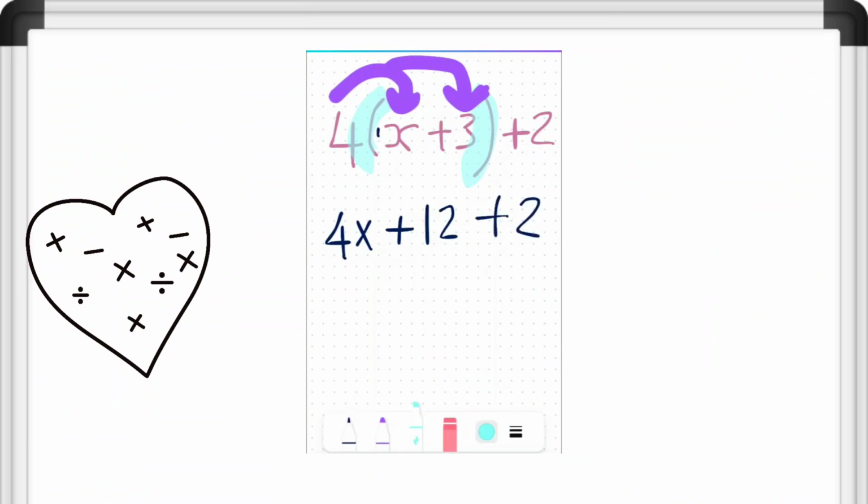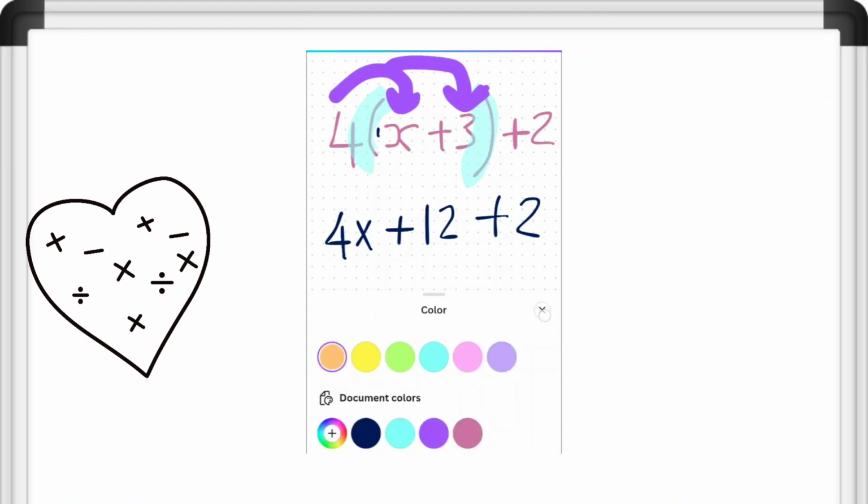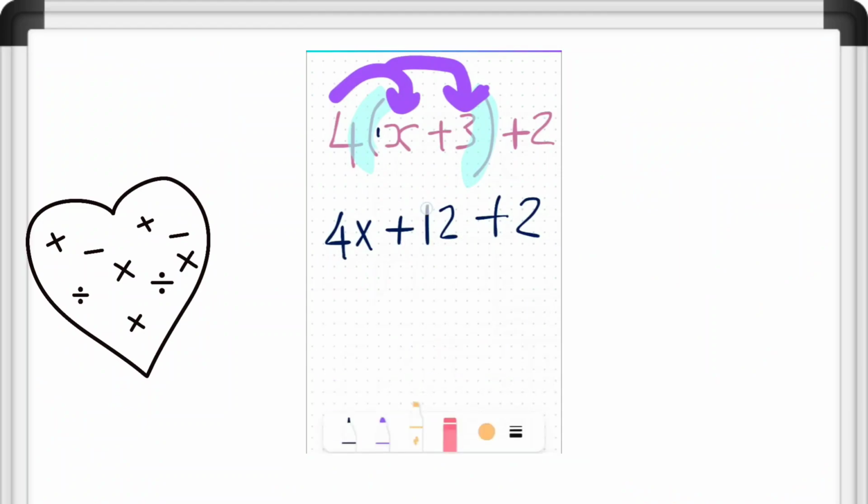Again, I go look for my like terms. Like terms, I have 4x here, but I don't have any other x's. So the next thing I look for are my constants. There they are. So I'm going to have 4x plus 12 plus 2 is 14. That is your final answer there. This will be exactly the same for B and C. So go try it on your own.